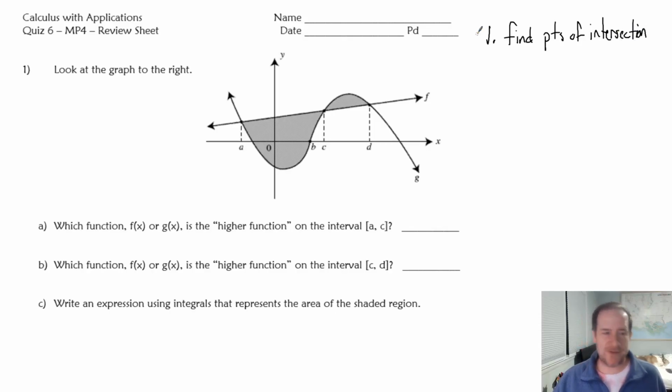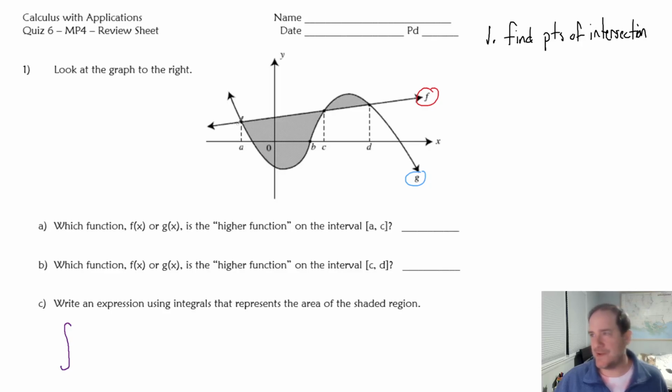And hopefully it's obvious to you that the way you find the points of intersection is you take the two functions, set them equal, and solve algebraically. So in this problem we've got a function called f and a function called g. If you take the two expressions and set them equal and solve, then you'll get the points of intersection. Those points of intersection then become the limits of integration of your integral.